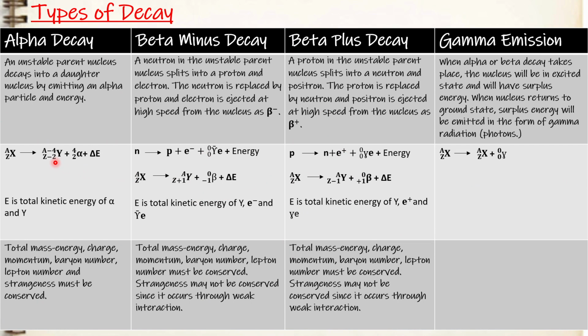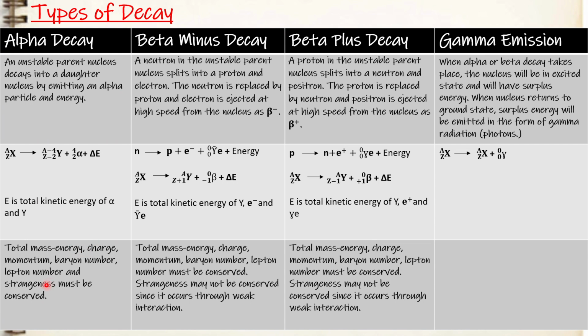As you can see, you must know the atomic number and mass number of the alpha particle, beta minus, and beta plus. It's very important because they give questions where you have to complete the atomic number and mass number of Y and alpha or beta. If you know the atomic and mass numbers of alpha, beta minus, and beta plus, you can complete Y, because the atomic numbers and the mass numbers have to be balanced.